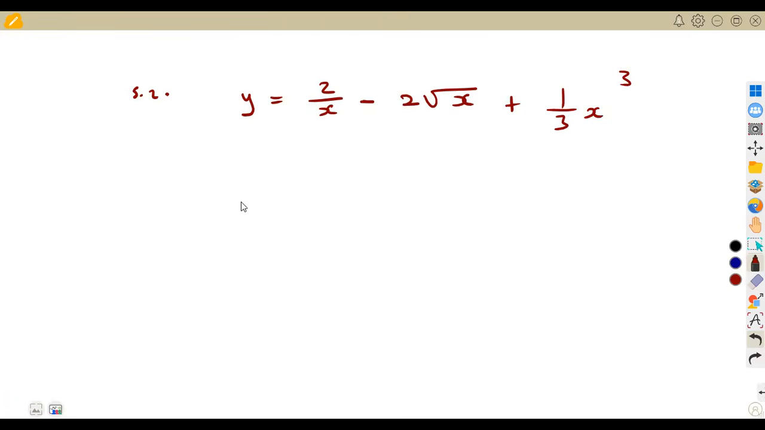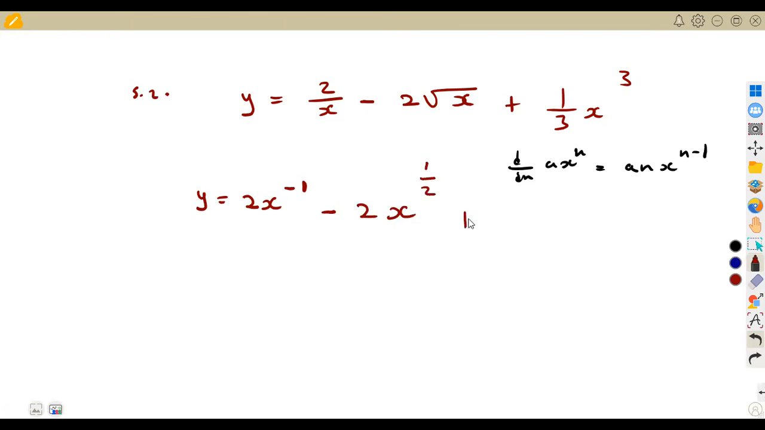Remember how you differentiate that. In order to differentiate, you must have the format ax to the exponent of n, and we know that the derivative of this is going to be anx to the exponent of n minus 1, where you drop the exponent and subtract 1 from the exponent. So that's the first thing to rearrange. 2 over x is the same as 2x to the exponent of -1, minus the square root, which means to the exponent of a half, plus a third x to the exponent of 3.